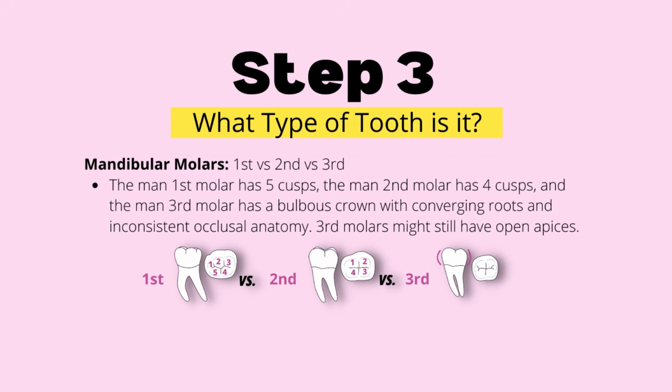The mandibular first molar is going to have 5 cusps, the mandibular second molar is going to have 4 cusps, and the mandibular third molar is going to have lots of variety. Could have 4, 5, or 6 cusps, but that mandibular third molar is going to have a more bulbous crown, converging roots, and the apices might still be open.